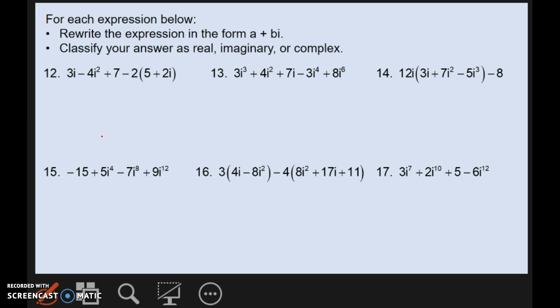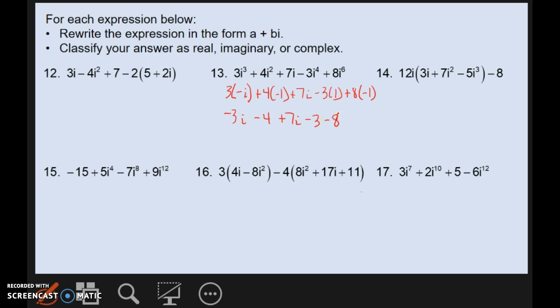So my first step is to look at something like 13, where we have 3i to the third. i to the third, again, we already talked about being negative i. i squared, we've talked about being negative 1. i to the fourth, we know is 1. And i to the sixth, if we step back a little bit, we know that's the same thing as i to the second, which is negative 1. So this gives me negative 3i minus 4 plus 7i minus 3 minus 8.